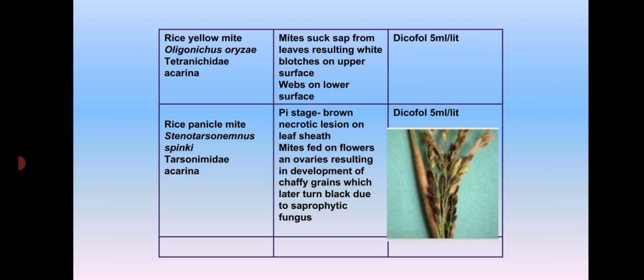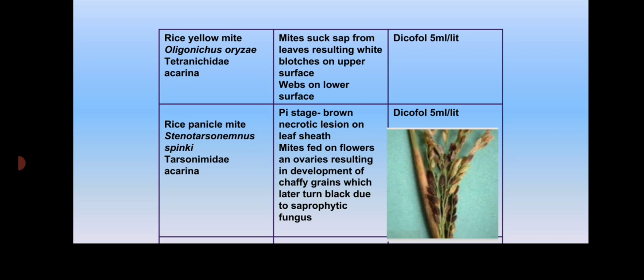And other two mite pests are there. Those are mites, rice yellow mite, Oligonychus oryzae, Tetranychidae, Acarina. So these mites will suck sap from the leaves, resulting in whitish blotches on the upper surface of the leaf, and webbing of the mites can be seen on the lower surface of the leaf. So control is dicofol 5 ml per liter. Another mite is rice panicle mite, Steneotarsonemus spinki, Tarsonemidae, Acarina.